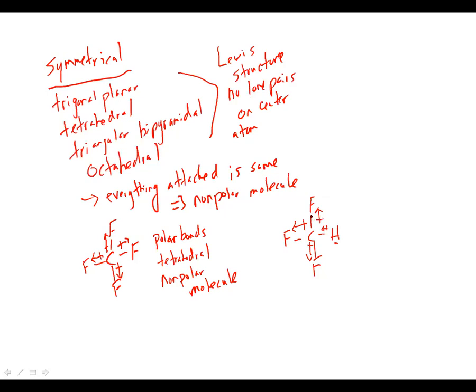So what happens now is you have all three of these guys pulling this way, and this guy is no longer pulling back the other way. He's just going with them. So you could imagine a net movement happening in that direction. And this molecule will go from being nonpolar, where everything's the same, to, because everything on the outside is not the same, it will now become a polar molecule.